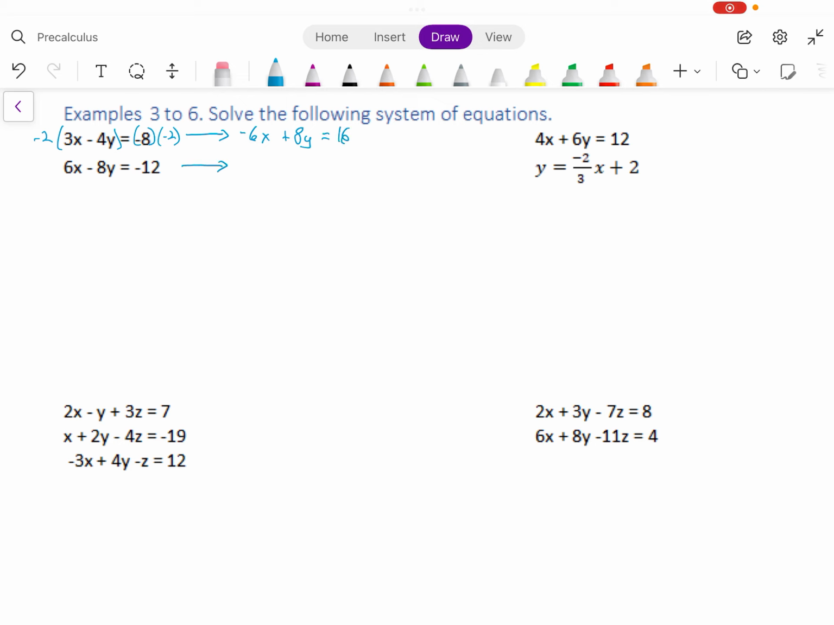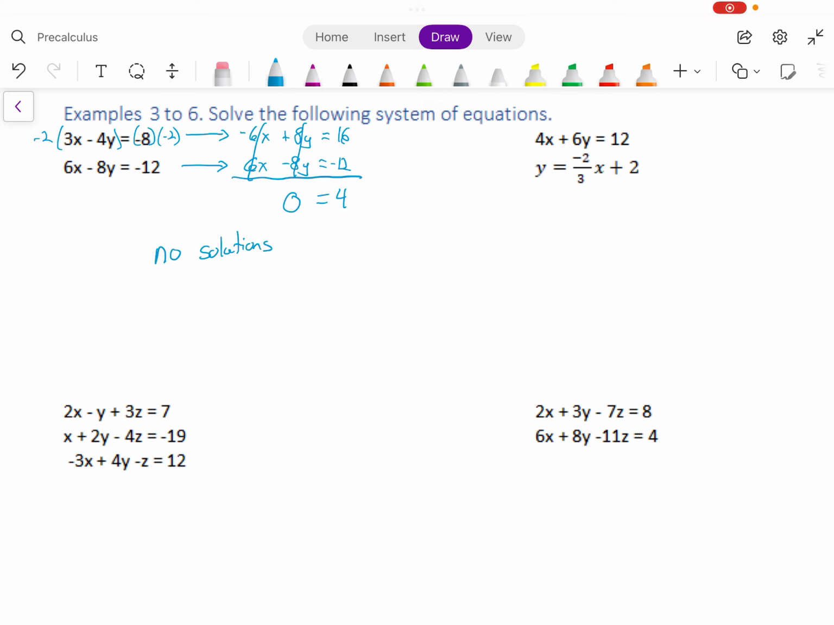In the bottom, we got 6x minus 8y equals -12. We go ahead and combine like terms, and we get 0 is equal to 4. Well, as we all know, 0 does not equal 4, so when we come up with something that is false, it's no solution, which means that these lines are parallel.